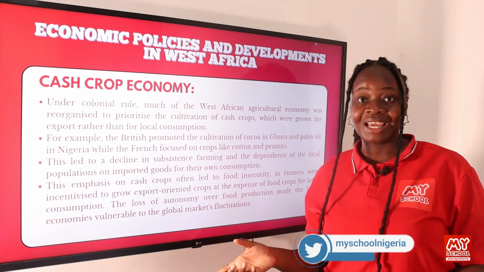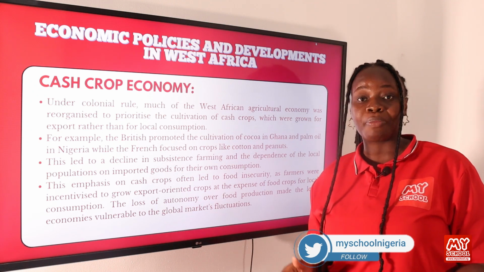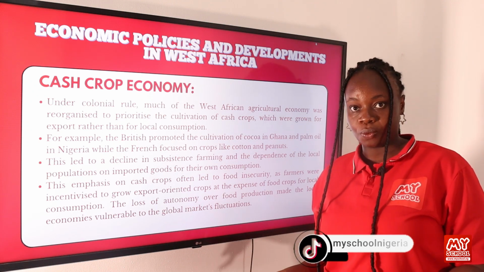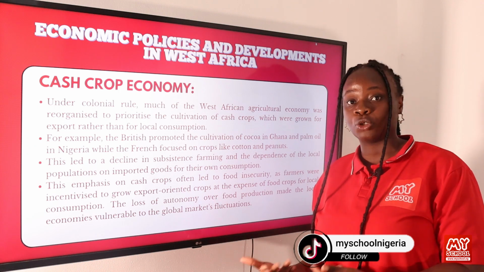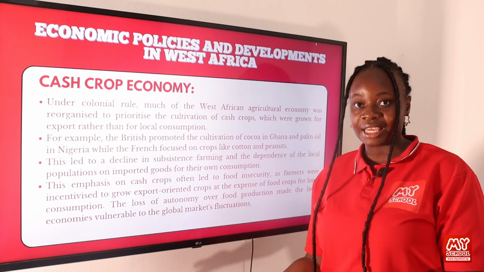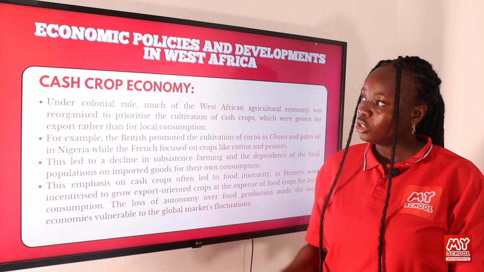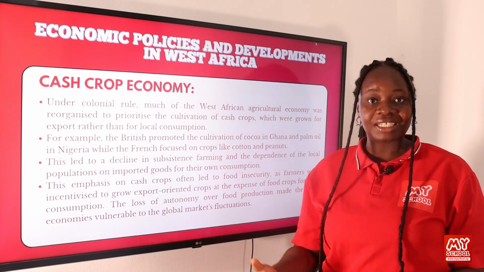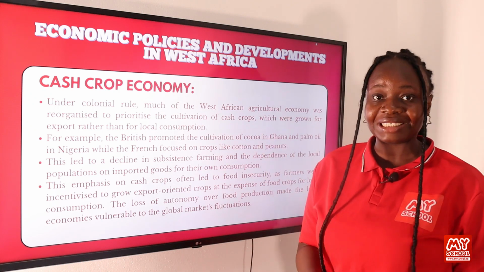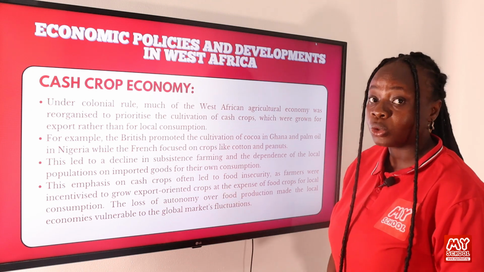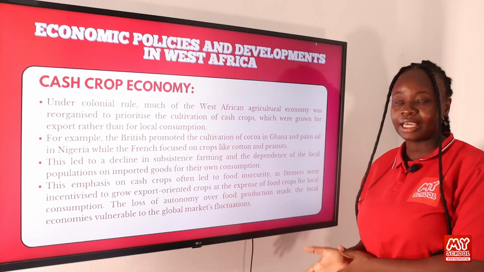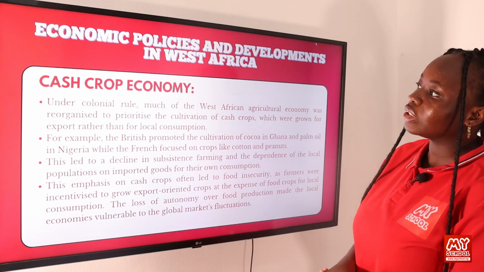What we're talking about here is something that continues to impact West African countries to this day. We continue to import goods that we need for consumption rather than producing them here in our local community. This is one of the effects of the economic policies of the colonizers, the British and French colonizers here in West Africa. Now let's move on to the next slide.